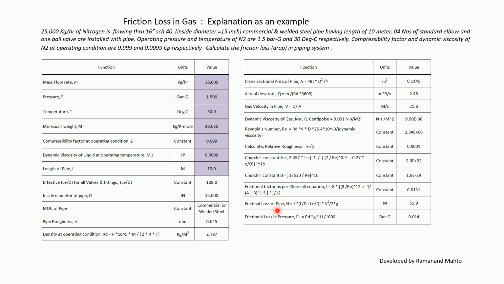So friction loss in pipe is F into summation of L by D plus L equivalent by D, bracket close, into V square upon 2g, which is coming as 51.9 meter. Friction loss in pressure is rho density into g into H upon, sorry, this is a mistake again, it should be 10 to the power 5. It is wrongly written; it is not 1000, it is 10 to the 5 for converting into bar gauge. So it is coming at 0.014 bar, the pressure loss.